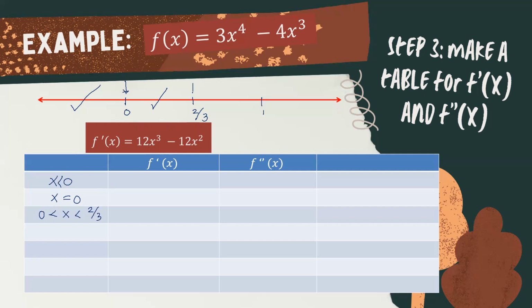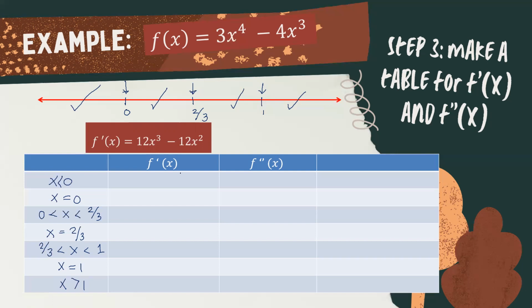Tapos susunod na point, exactly equal to 2/3. Tapos dito naman sa interval na to, x is between 2/3 and 1. That's why it's very important that you plot your points, no? Para makita mo kung ano yung mga interval na i-consider natin. Then we have x equals 1. And then we have x greater than 1.